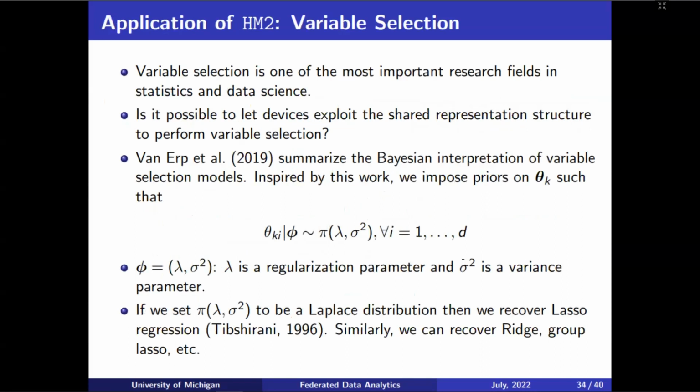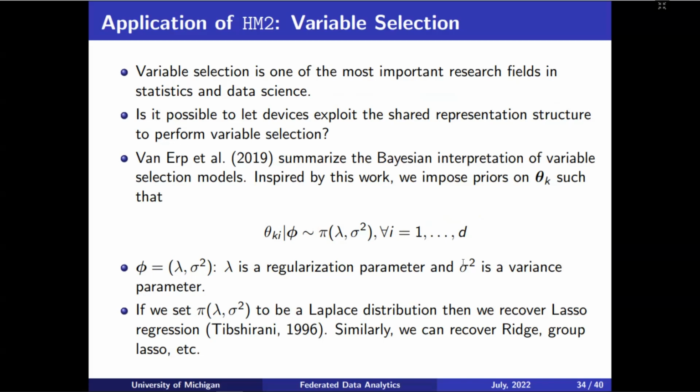And finally, let me talk about the application of HM2 to variable selection problems. Variable selection is one of the most important research fields in statistics and data science. As I mentioned before, in the hierarchical model, the key advantage is that we can borrow information from each other. Therefore, we want to ask: is it possible to let the devices exploit the shared representation structure to perform variable selection?